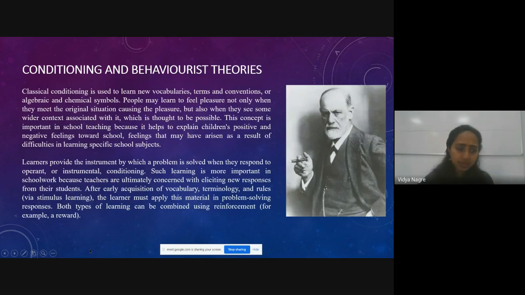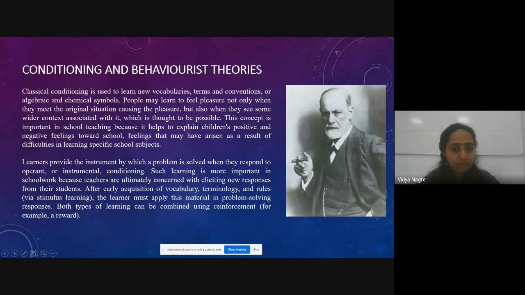Conditioning, cognitive and behavioristic theory, and classical conditioning are used to learn new vocabularies, terms, and conventions, such as repetitive activities, putting verbs in different sentences. So by context, you start understanding the meaning of the word also. At the same time, algebra and chemical symbols.